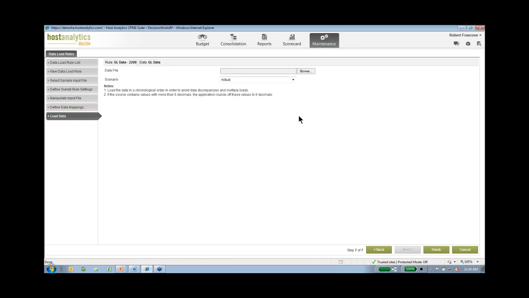There's a little bit of setup. You're defining what your mappings are. I'm browsing out to get my current file. I'm hitting finish, and I'm going through that actual load process.